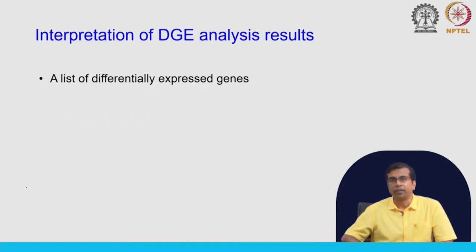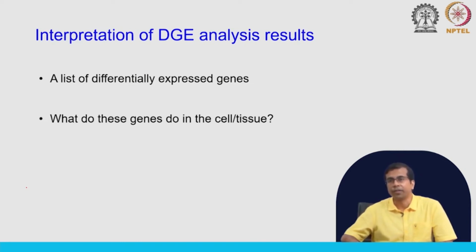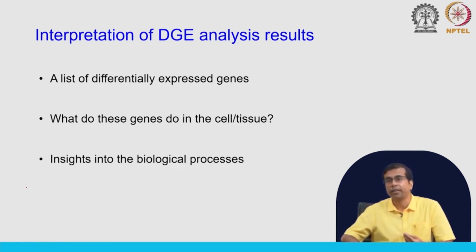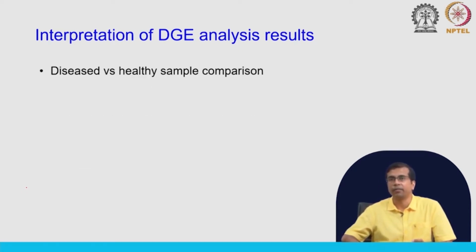So, how do you interpret this data? We have this list of differentially expressed genes, and the question that we are mostly interested in is what do these genes do in the cell or the tissue. So, we want to know the functions of these genes. Why do you want to know these functions? Because they will give us insights into the biological processes. So, you can imagine this disease versus healthy situation. We are comparing disease versus healthy samples, and we have done the differential gene expression analysis.